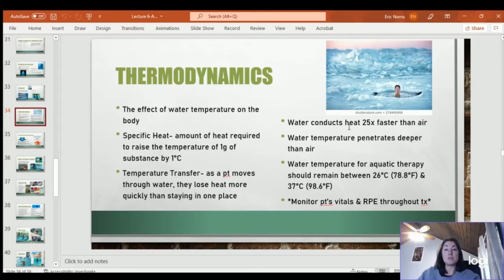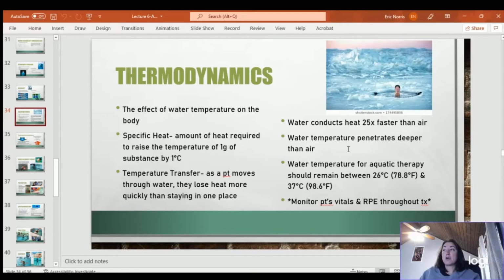This is why we use moist heat packs. This is why we also use liquid ice, like ice massage works faster than just a regular gel ice pack. The water itself conducts heat much faster than air. Water also penetrates deeper. So if you're cold and you're outside and you want to warm up, you could warm up a lot faster taking a hot shower than you could just going in and laying under some blankets.